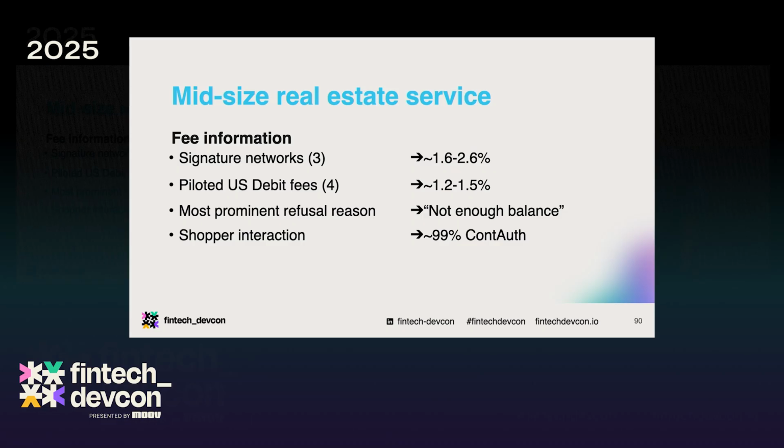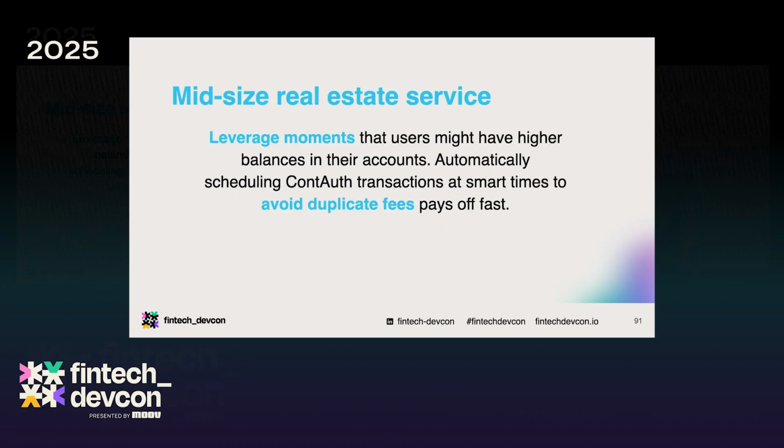That's really interesting, because if they set up their payment processing to leverage times where users might have more balance in their account, with these higher ATV transactions, they might be able to avoid duplicate fees, because the shopper still owes them the money. They just have to pay the fee on the first attempt and then the retry. Well, if they do it in a smart way, they don't have to do that. It pays off pretty fast. We're still piloting with them, so I couldn't give you an exact number result.